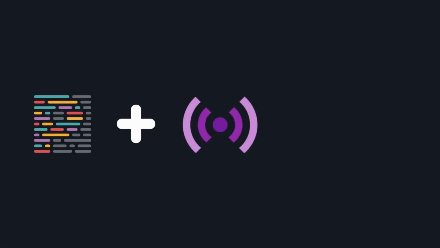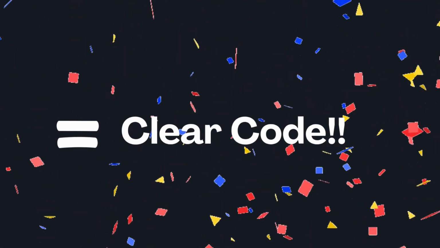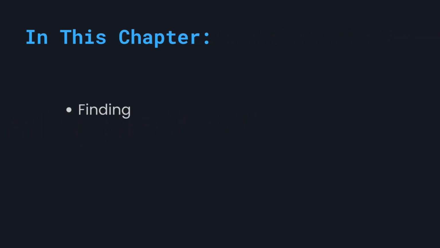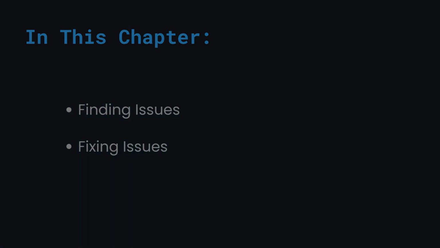With all these tools in hand, you're ready to write cleaner code, but sometimes things don't work as expected. That's where JavaScript debugging comes in. In this chapter, I will show you the most effective ways to find and fix issues in your code with clarity and control.